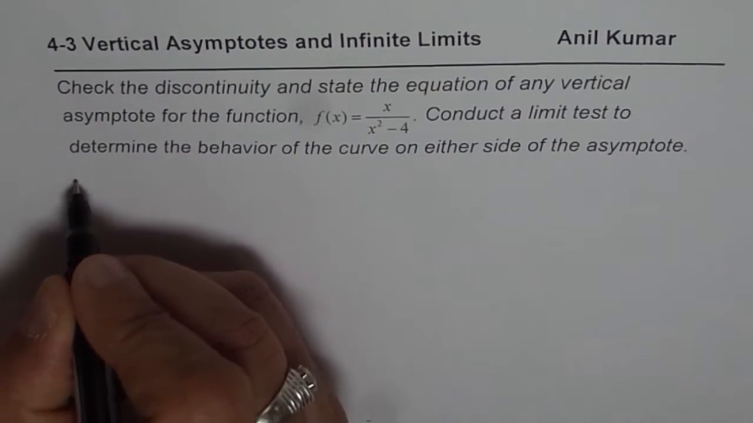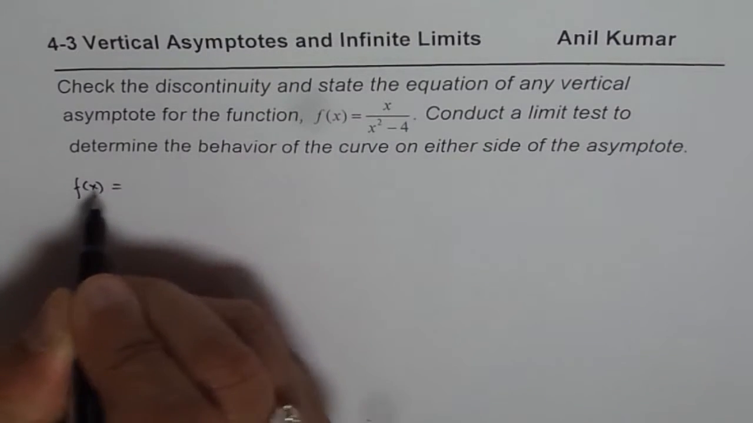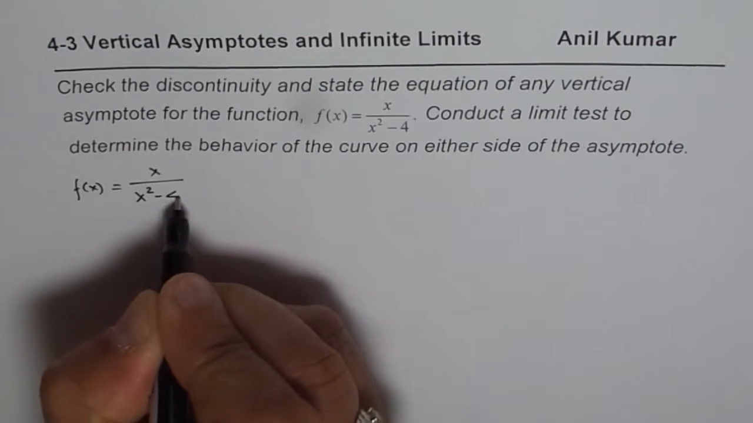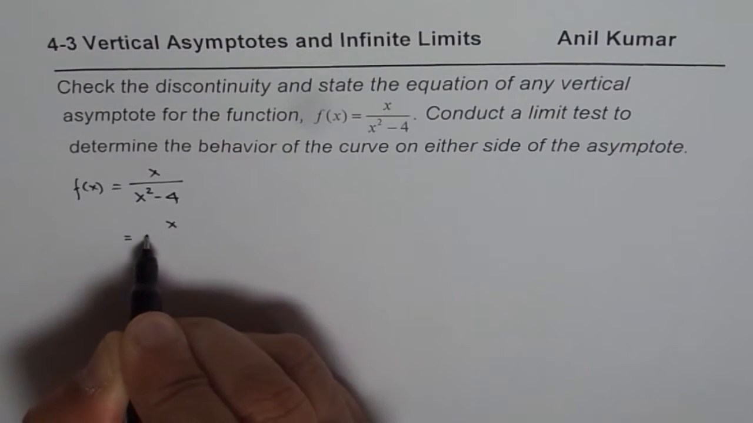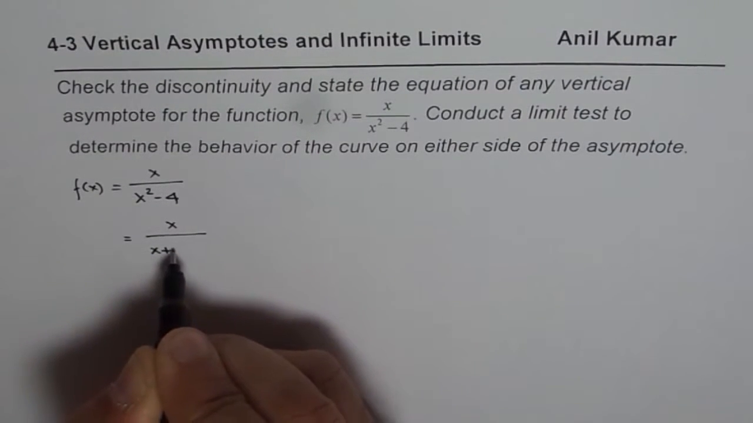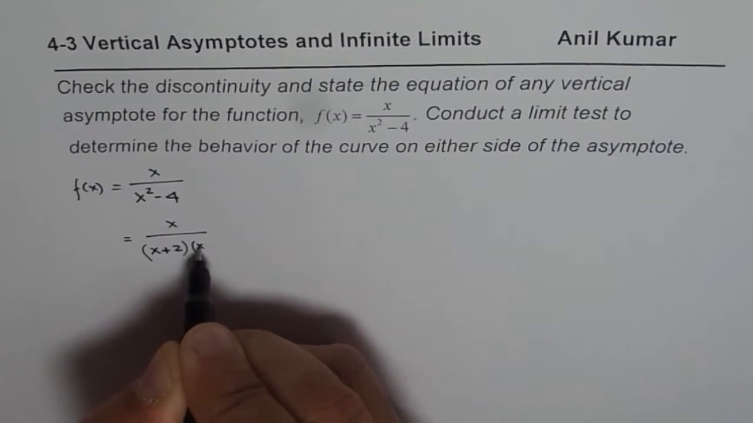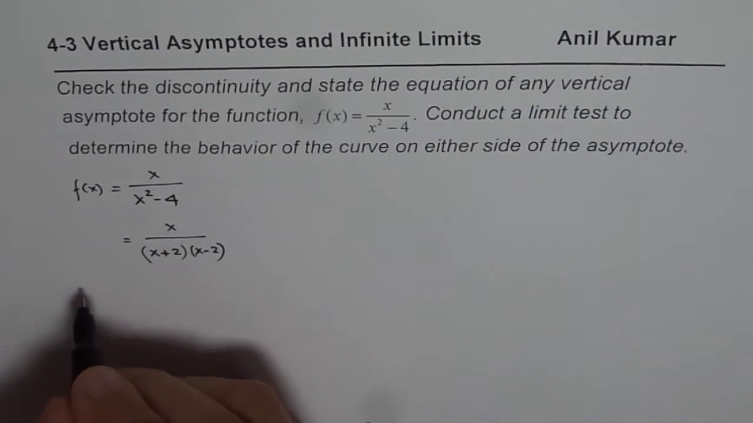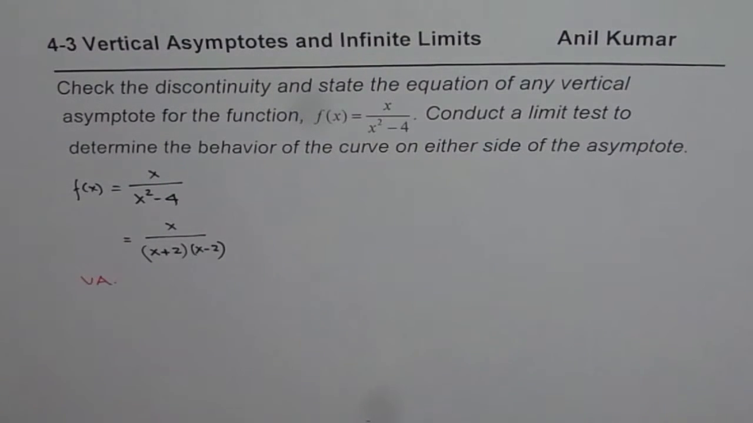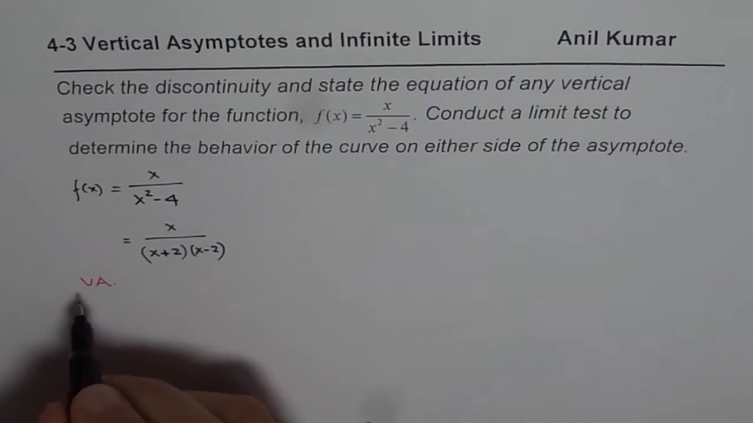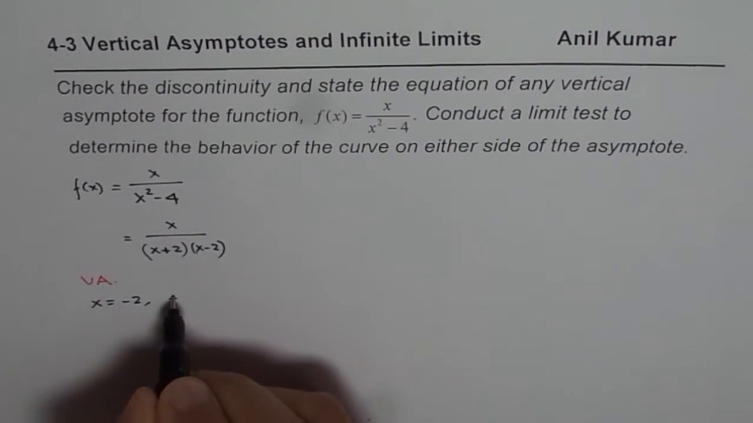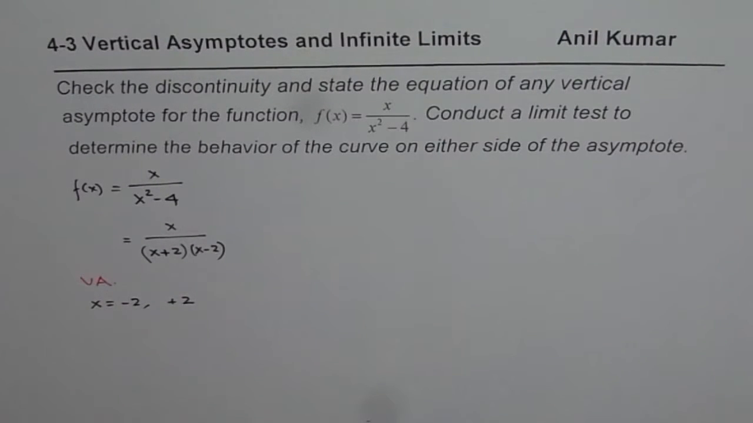Now the question here is to find the vertical asymptote, that is the first part. So the function is f of x equals x over x squared minus 4, which you could write as x over x plus 2 times x minus 2, right? Now clearly for a vertical asymptote, the denominator should be 0, and that gives us two possible solutions, that the vertical asymptotes could be at x equals minus 2 or at plus 2, right? So we have two vertical asymptotes for the given function.